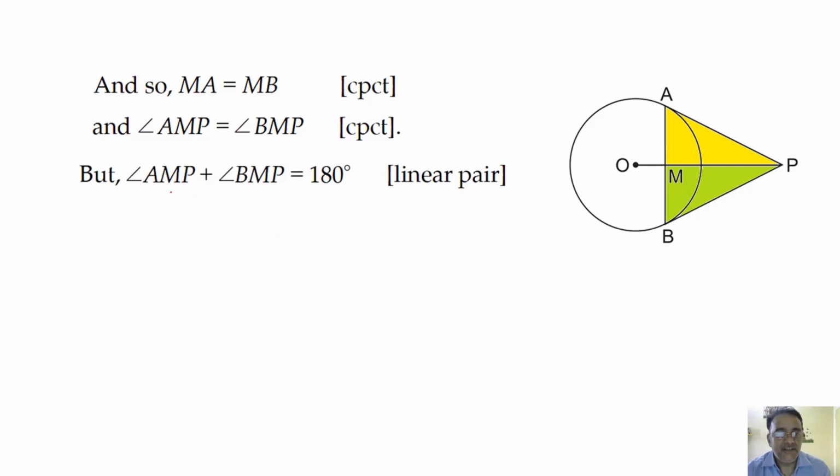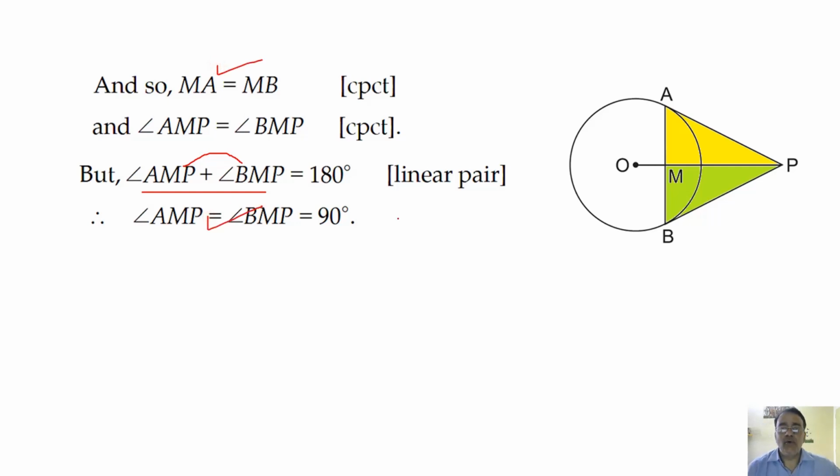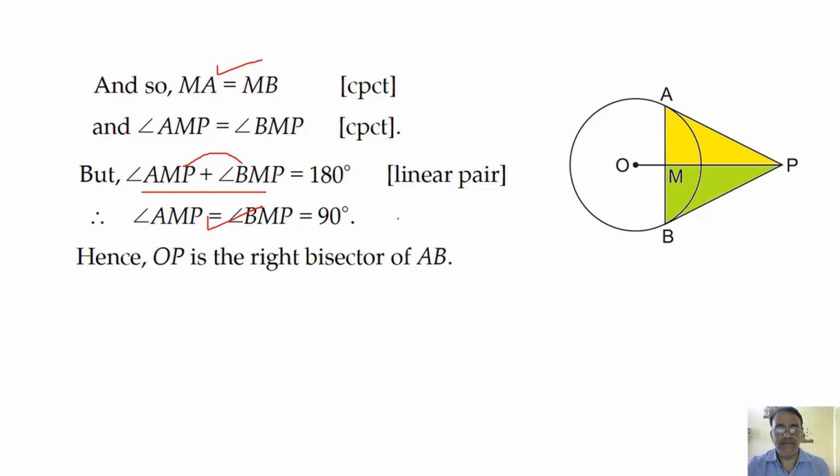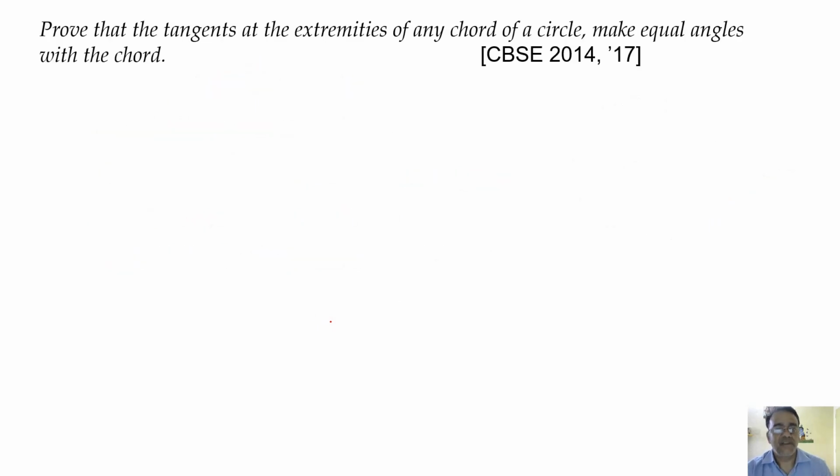Now see, the sum of these two angles is 180 degrees, and these two angles are equal to each other. So therefore, each angle will be equal to 90 degrees. So MA is equal to MB, and this too implies OP is the perpendicular bisector of AB, or right bisector of AB. Any doubt? So we'll move toward the next question.